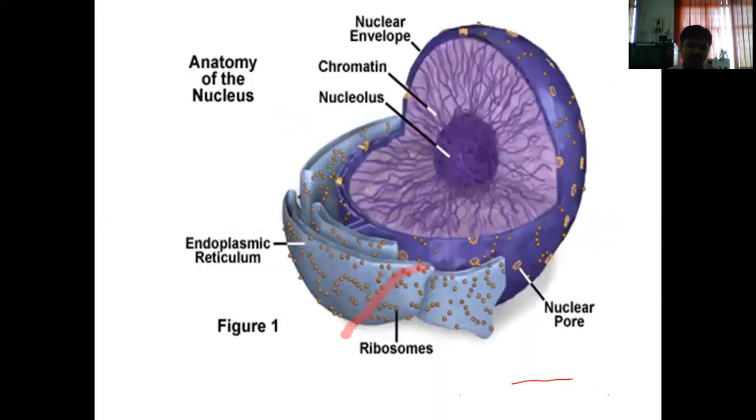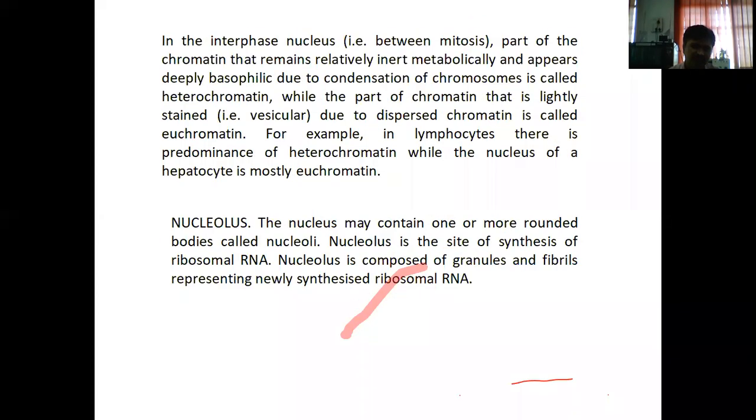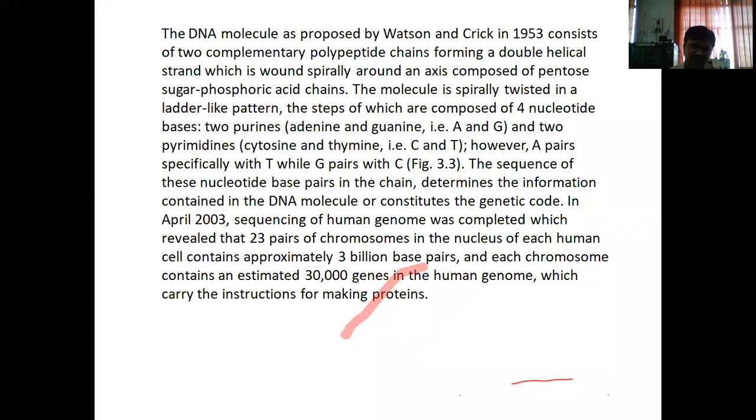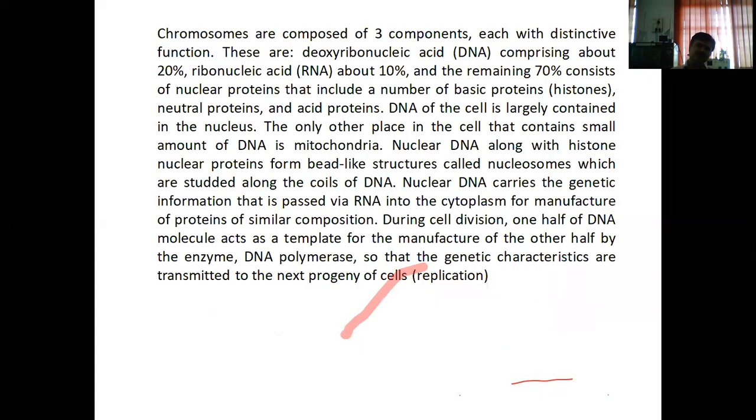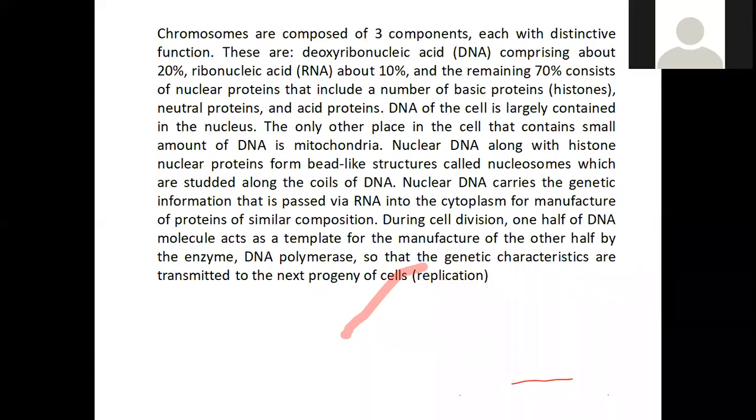Okay, now this diagram we have already seen. The DNA, basically, you remember it here. Chromosome is made up of what? Three parts. What are these three parts? Yes, chromosomes are composed of three parts. One is DNA, second is RNA, and third is proteins. DNA is present in 20% amount, RNA is present in 10% amount, and proteins are present in 70% amount.